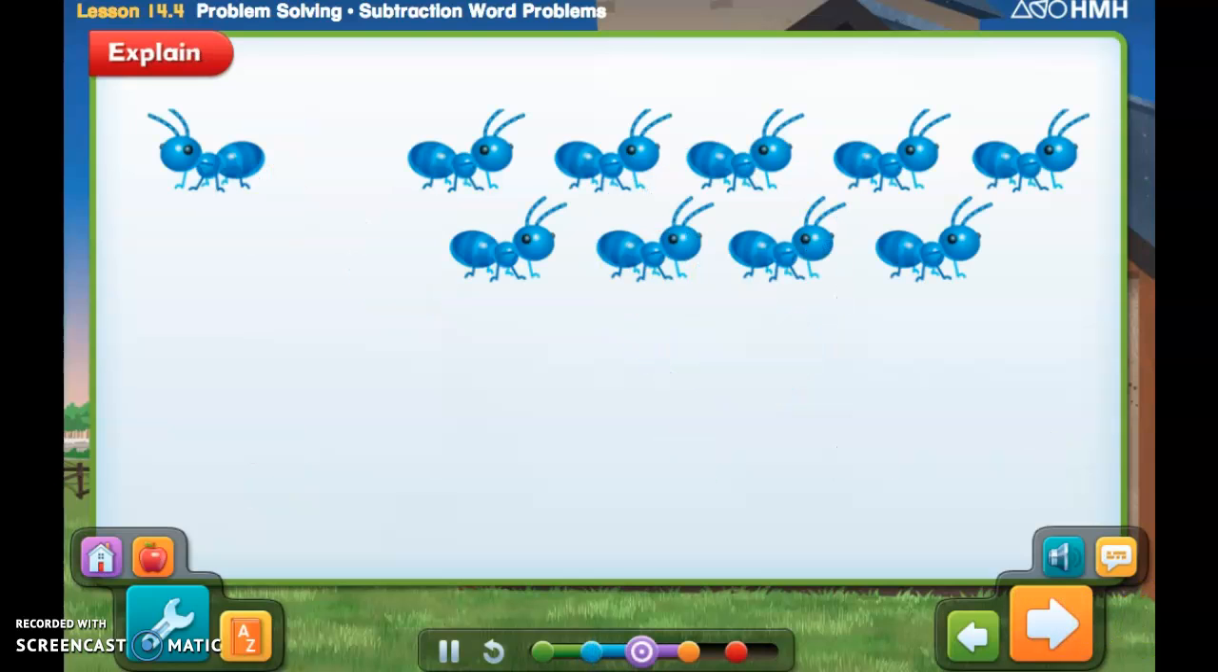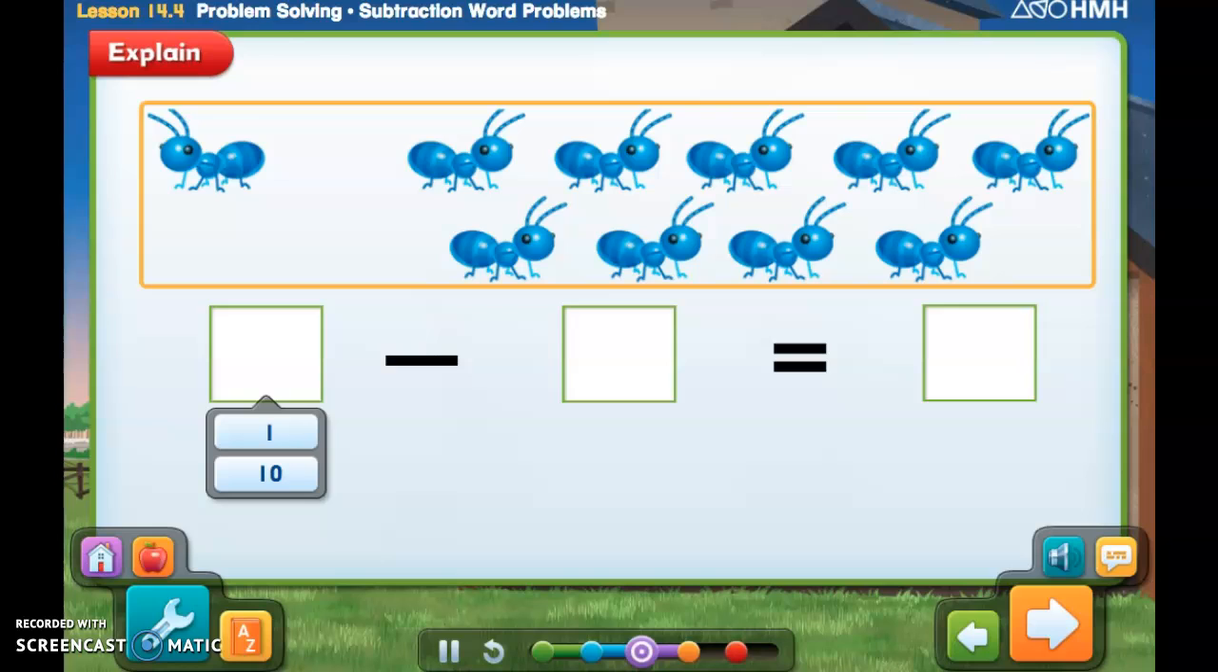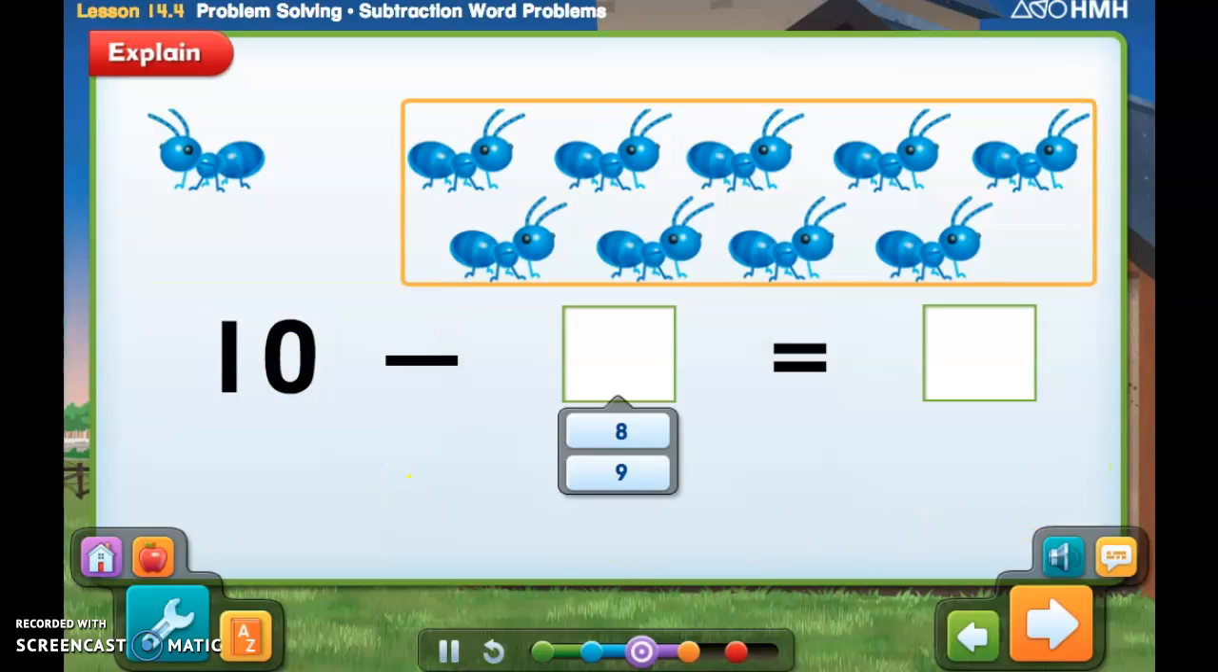There are 10 ants. 9 ants walk away. How many ants are left? Complete the subtraction sentence to find how many ants are left. Count the number of ants there are to start with, then select your answer. You're right. There are 10 ants to start with. How many ants walk away? Select the answer.